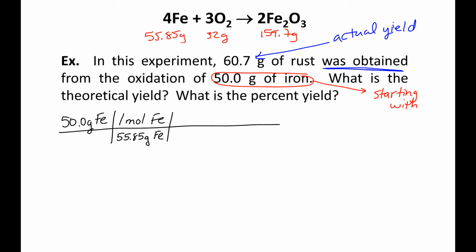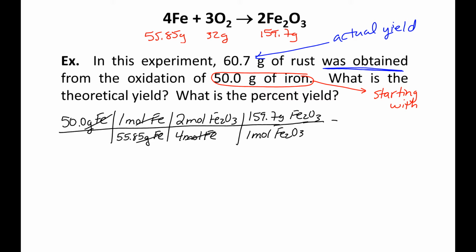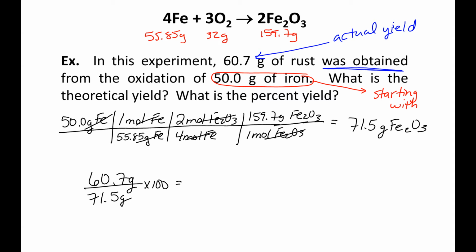And then at that point, you need to do a mole-to-mole conversion using a picket fence. So it's 4 moles of Fe here, 2 moles of Fe2O3. This will get you the moles of Fe2O3, and then you have to multiply by the molar mass, 159.7 grams of Fe2O3. And this gives us 71.5 grams of Fe2O3. Now we're going to take the 60.7 grams, because that's our actual yield, divided by 71.5 grams, and then multiply by 100, and we get 84.9% yield.